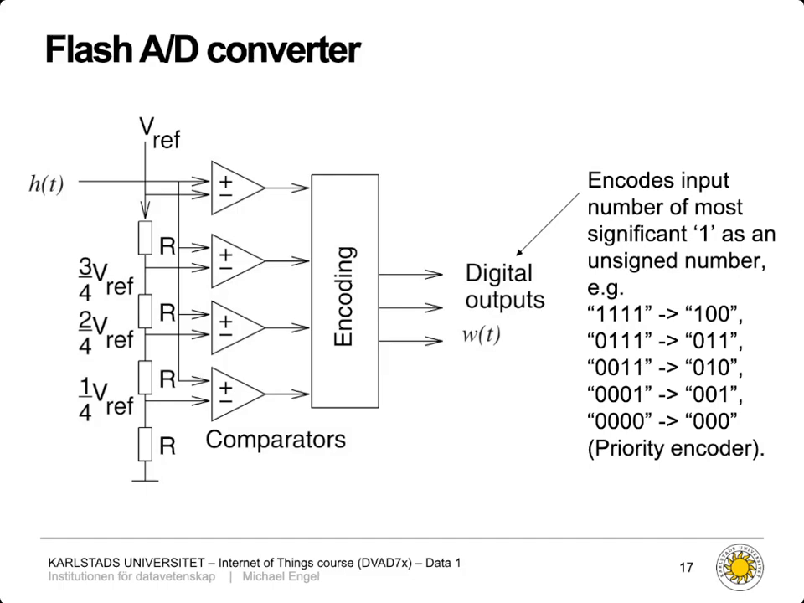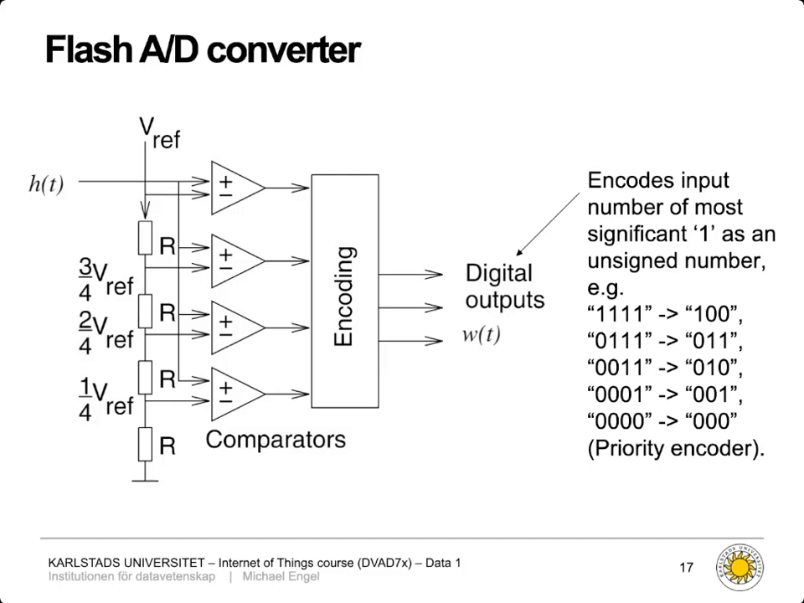So for example, a voltage between 0 volts and 1.25 volts would be encoded as 000 as a number. A voltage between 1.25 and 2.5 volts would be 001. A voltage between 2.5 and 3.75 volts would be 010. And the next one would be 011. And you can see this is only 4 steps. So this is very coarse.